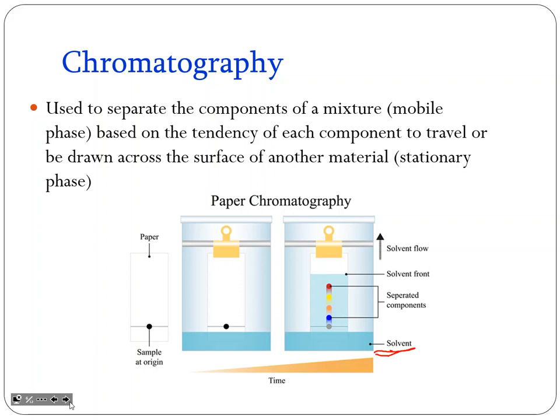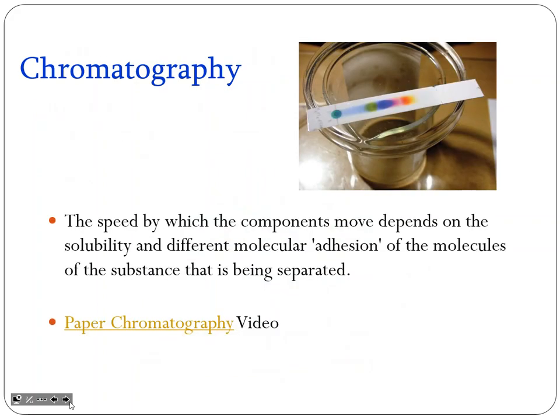And basically what we're looking at here, the speed at which the components move up the paper depends on its adhesion to the substance. So if it is more adhesive to the liquid or the solvent, it will go up further. If it's got more adhesion or similar to the paper, it will not travel up as far. Okay, and there's a little video here that we can watch. But as you can see, that one's separating dyes. That's an actual paper from the lab up there in the picture.